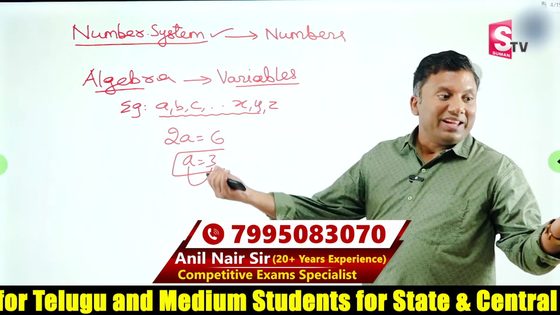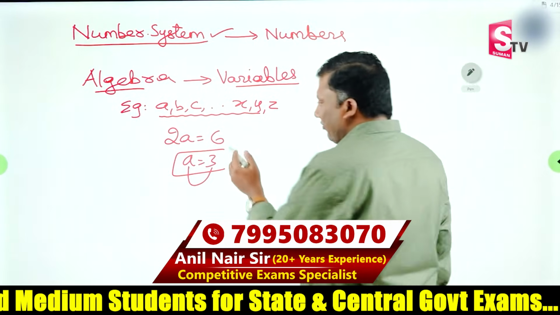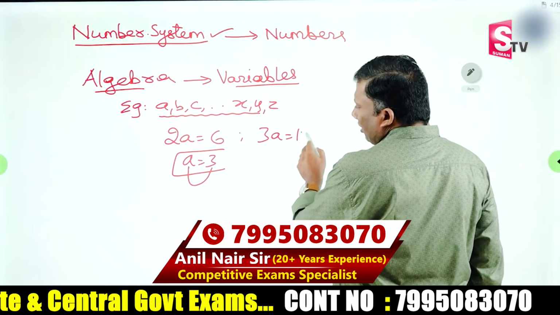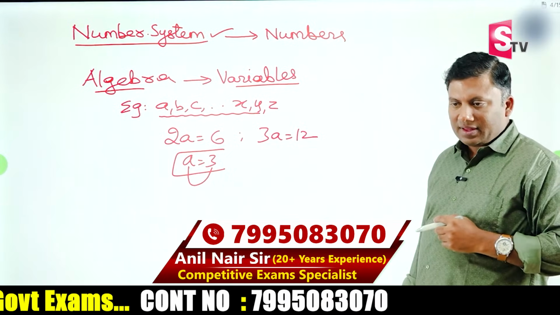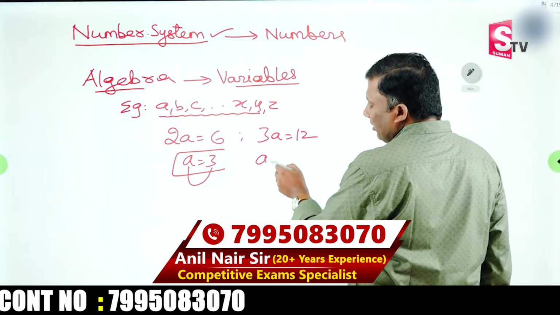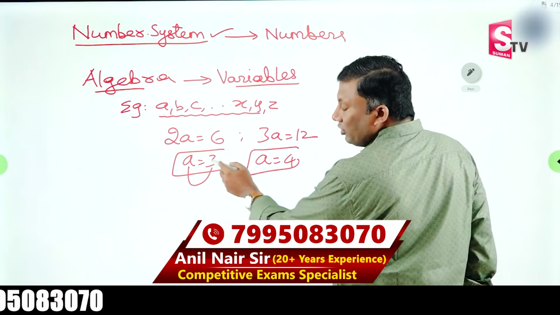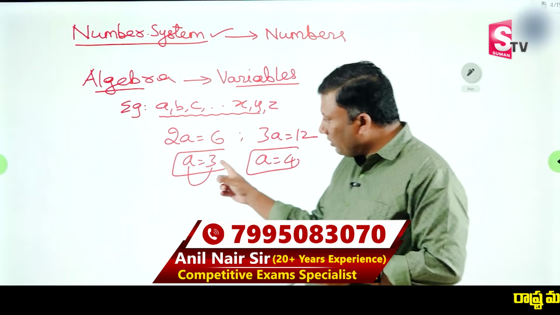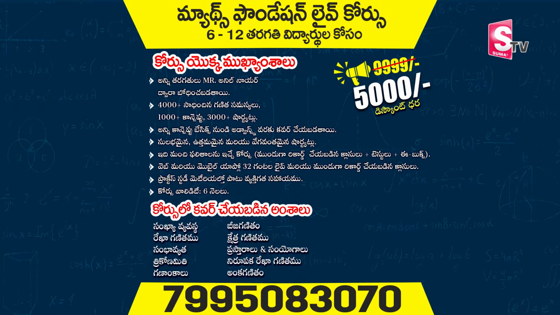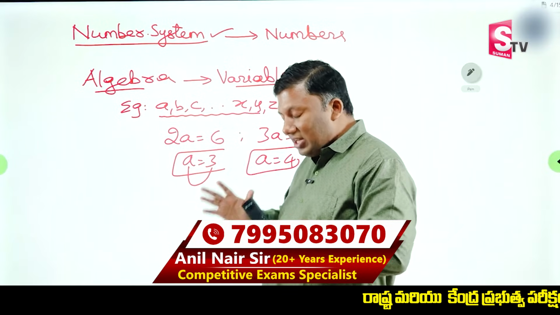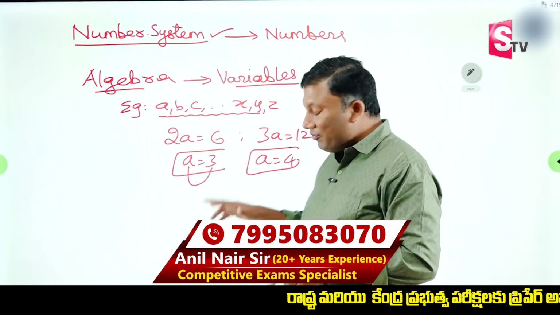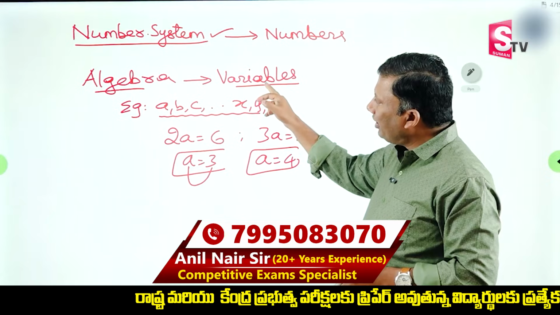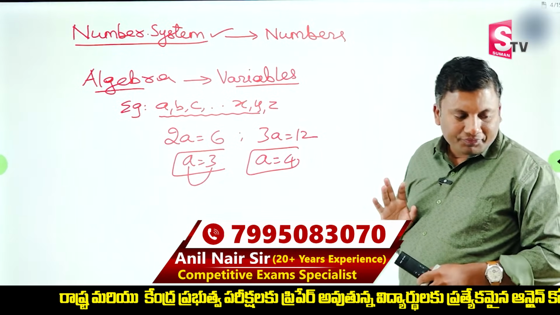Variable means which varies, which changes. If 3a is equivalent to 12, what is the value of a? 4. Here the value of a is 4. Earlier the value of a was 3. That means the value of a is changing. Sometimes it is 4, sometimes 3, sometimes another value. So the value is not constant. Constant means a fixed value. Anything which changes is called a variable. Please write down.